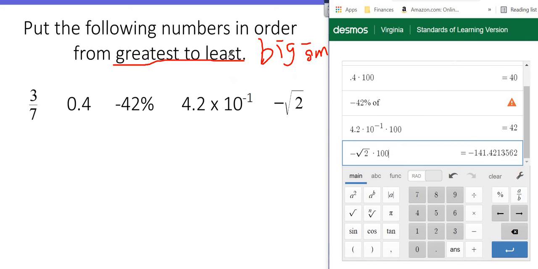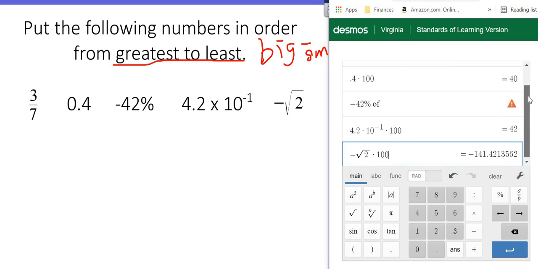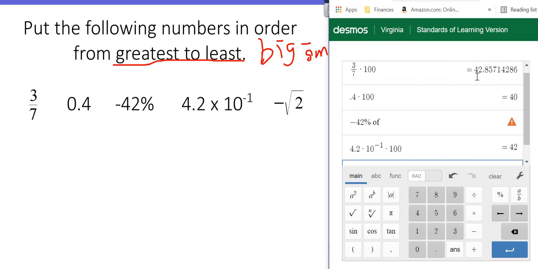So we are going greatest to least. So let's ask ourselves, what's the biggest number? Well, that's a negative, so that can't be it. This is 42%. That's a negative, so that can't be it. That's 40%. And up here at the top, I have 42.8%. So this is definitely the biggest number. So I'm going to write 3/7 is my biggest number.